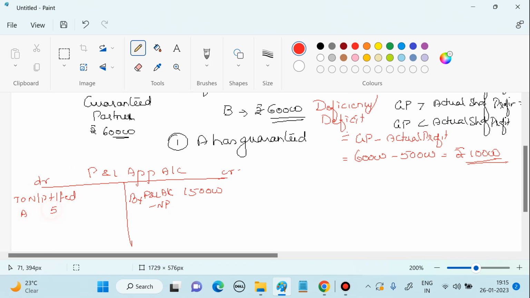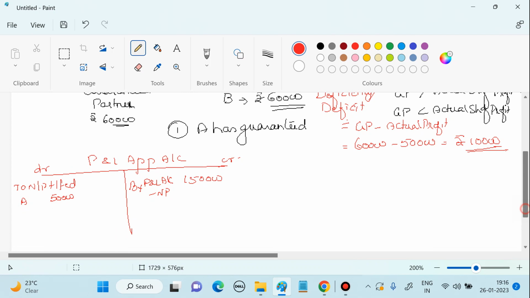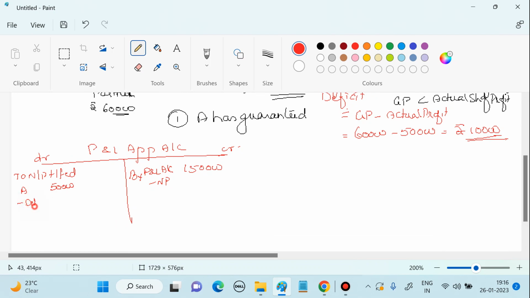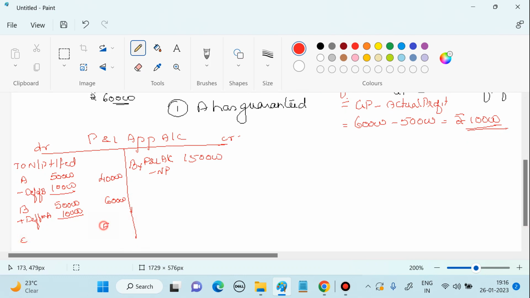which when distributed here, you write net profit transferred to A has guaranteed. A's share of profit was 50,000, but out of that he has to give for deficiency of B 10,000. So he will get 40,000. B will get 50,000 plus the guaranteed amount. He was given guarantee by A, so he will get the deficiency from A 10,000. So he will get 60,000. C is not involved in this guaranteeing business at all, so he will get his share 50,000. So see, 1,50,000 got divided in this manner.